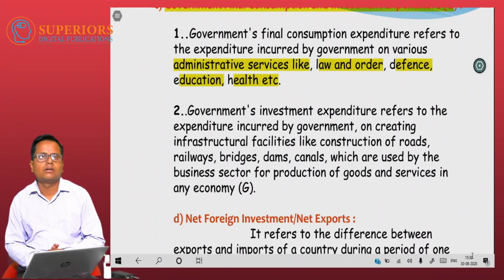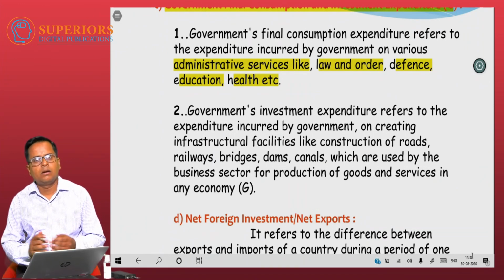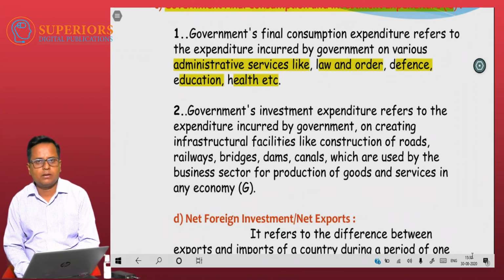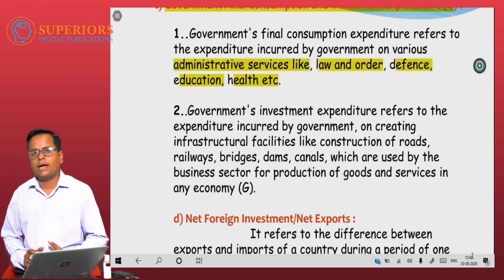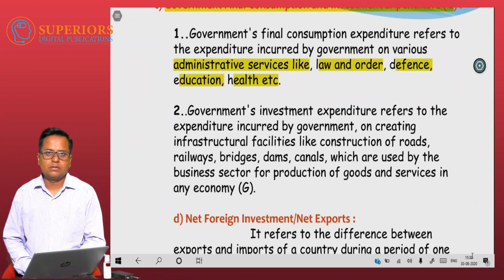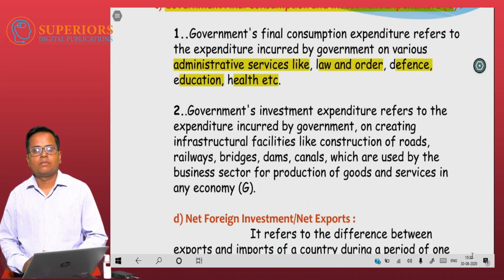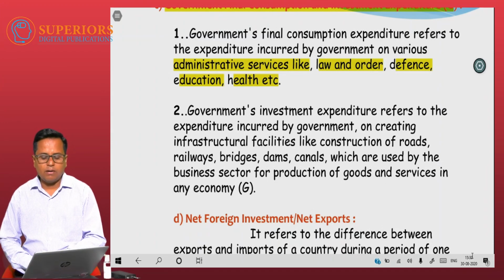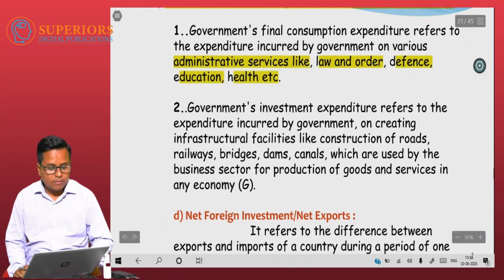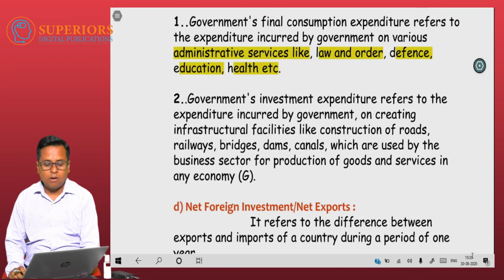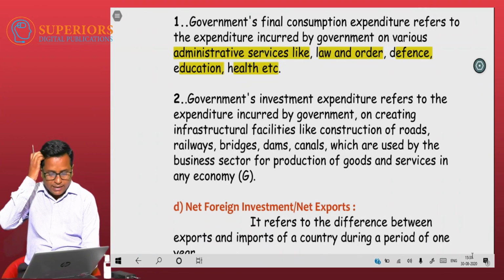There are a lot of teachers working in government schools and government colleges. There are a lot of people working in government hospitals: doctors, nurses, compounders, ward boys, technicians. So whatever expenditure is made by government on their salaries, and for maintaining law and order, we have police administration. There are a lot of police inspectors working for maintaining the law and order. So whatever expenditure is incurred by government on making their salaries, on running these departments, that is called the consumption expenditure of government. That too is added to the national income.